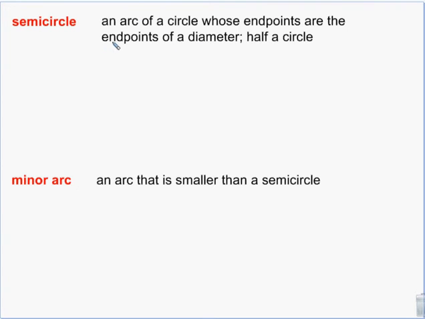A semicircle is an arc of a circle whose endpoints are on the diameter. So it's a half circle. So semicircle means half circle. So if I take a circle and I come in with a diameter, I get 2 semicircles. One semicircle here, one semicircle here.